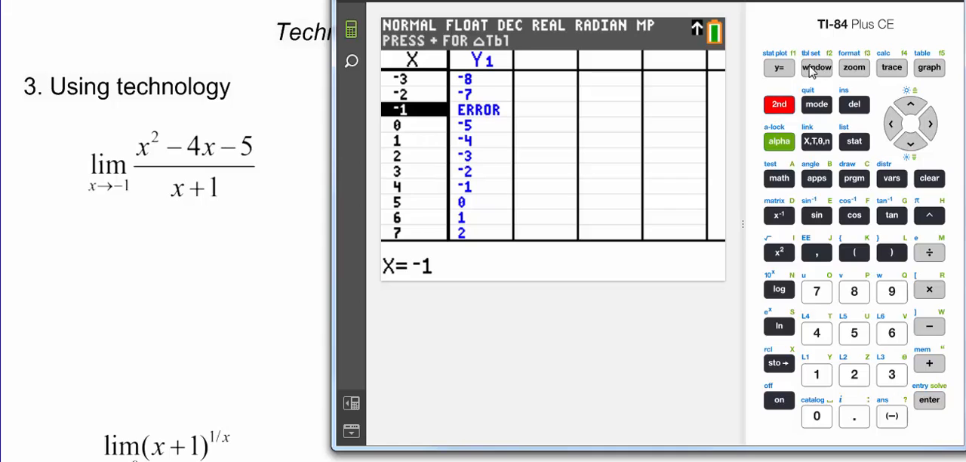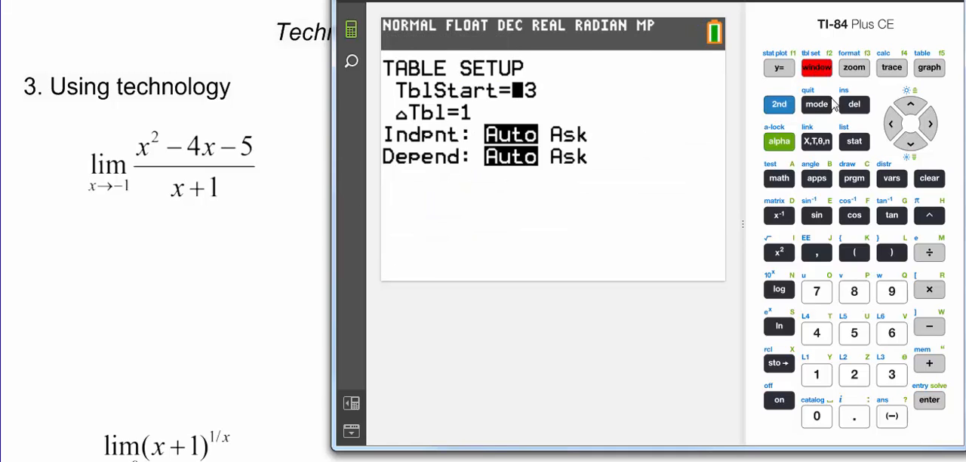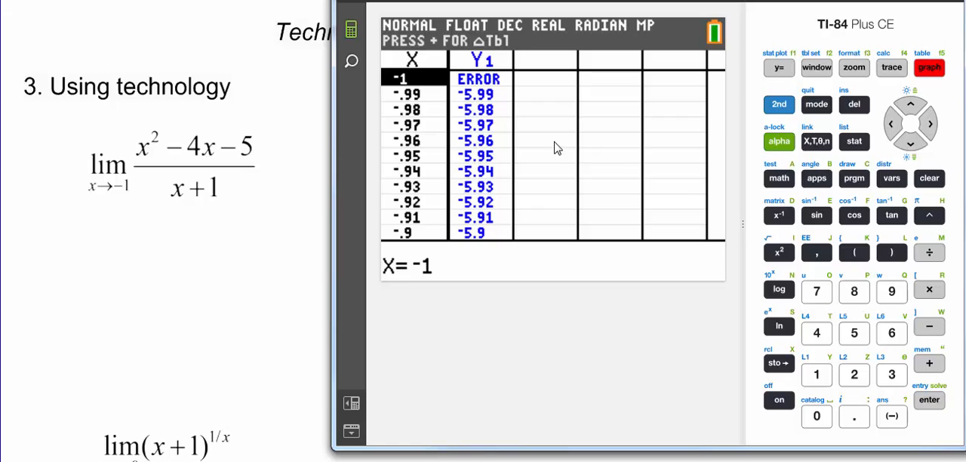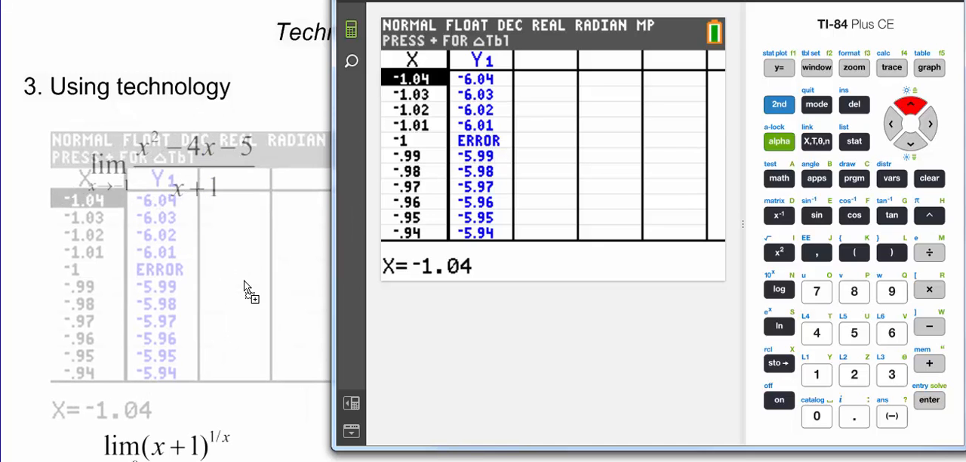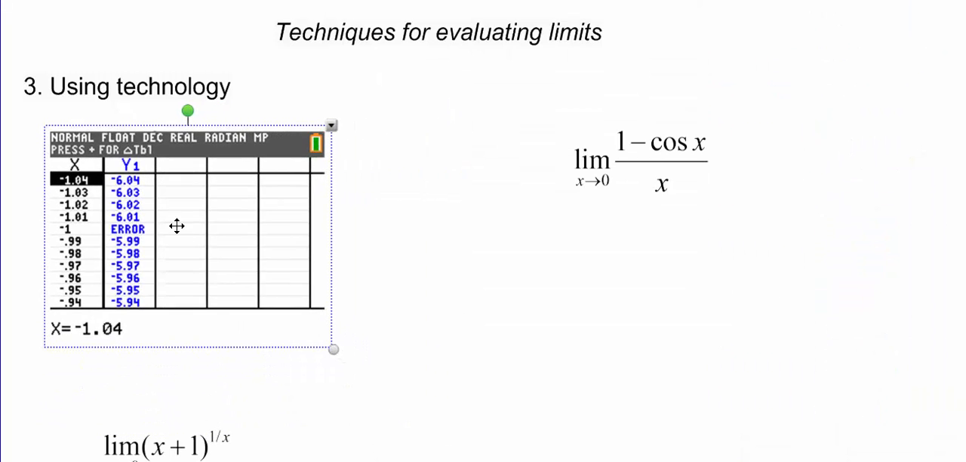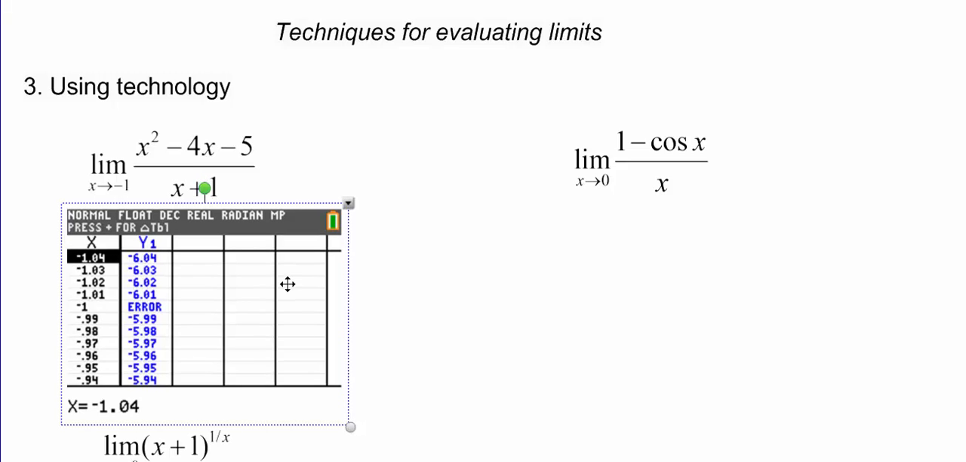I'm going to go to second, and above window it says table set, and I'm going to have my table start at -1, and I'm going to change the delta table, maybe like 0.01 is probably good. That's going to allow me to see 1/100th steps basically. So now I'll go back to my table, second then table, and I'm going to scroll up just a little bit. This will give us a really good picture of what exactly we're talking about when we say the left and right hand limits are the same.